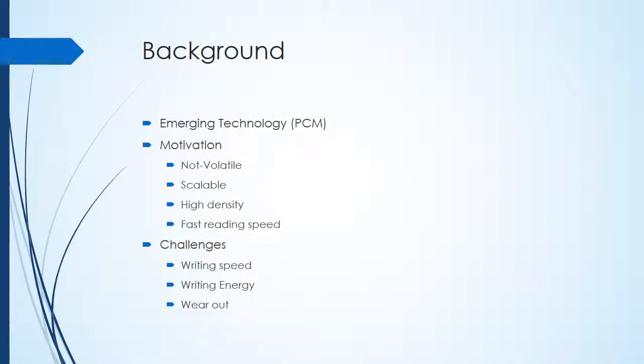The first thing I'm going to talk about is the emerging technology of the PCM. The motivation for using PCM instead of DRAM is that it's non-volatile, it's scalable, it has high density, so we can put more bits in the same area, and it has fast reading speed. But the challenges of PCM is that its writing speed is very slow, and energy consumption is very high, and it wears out very quickly, so its lifespan is very short.